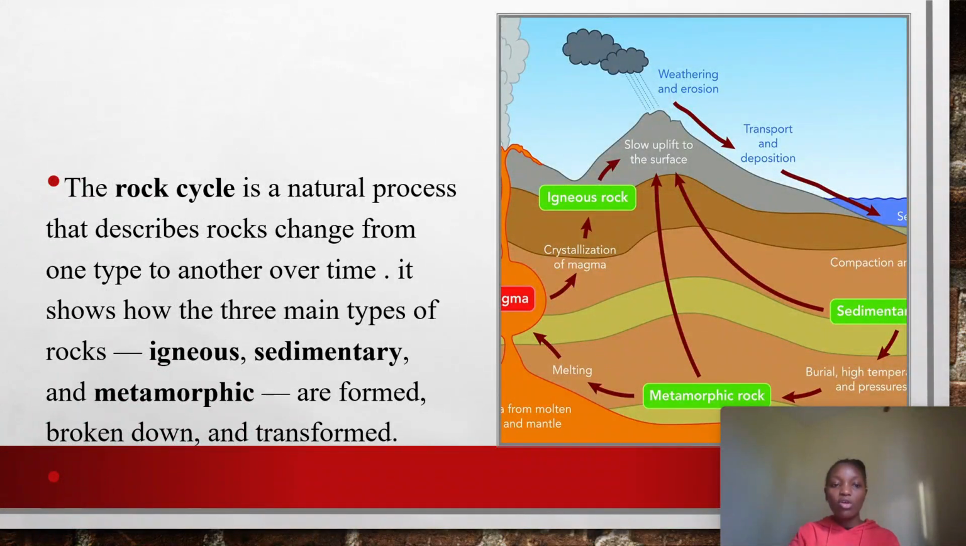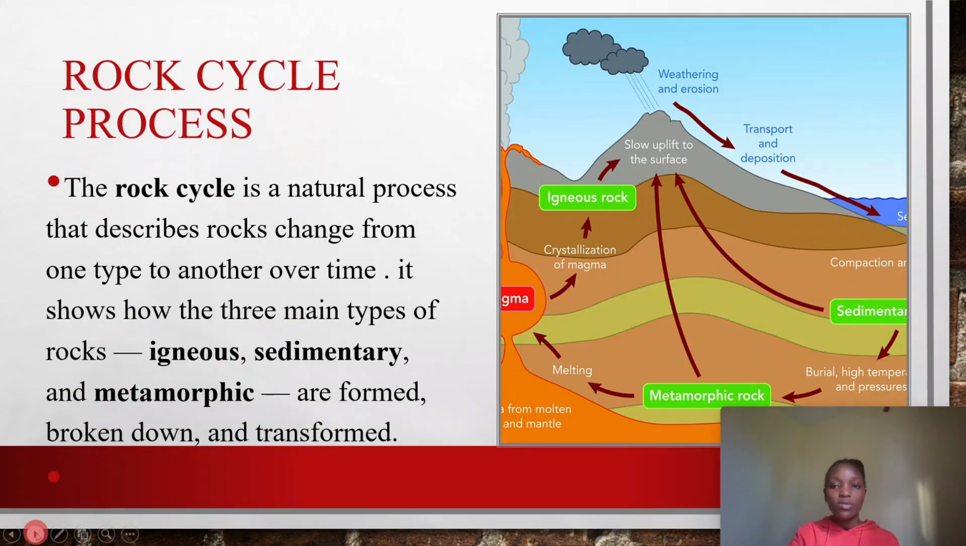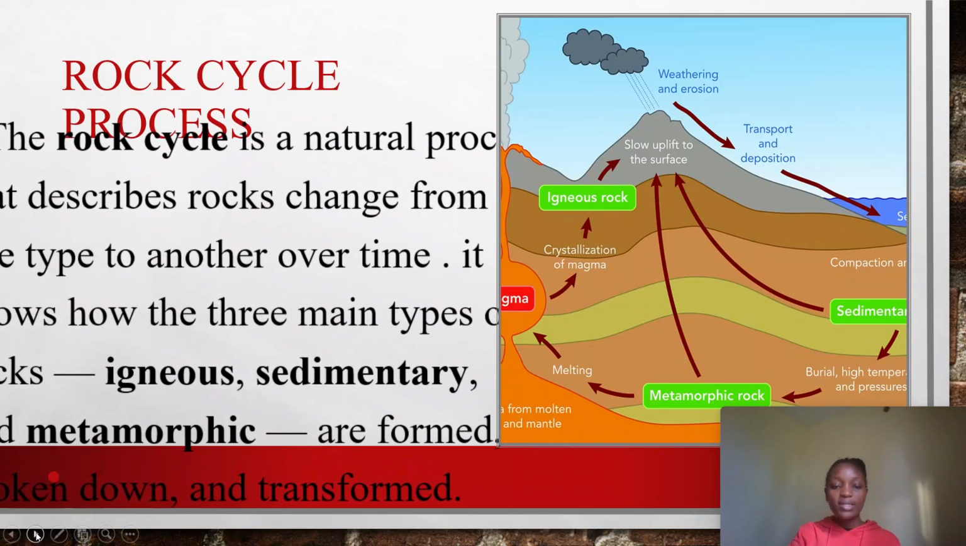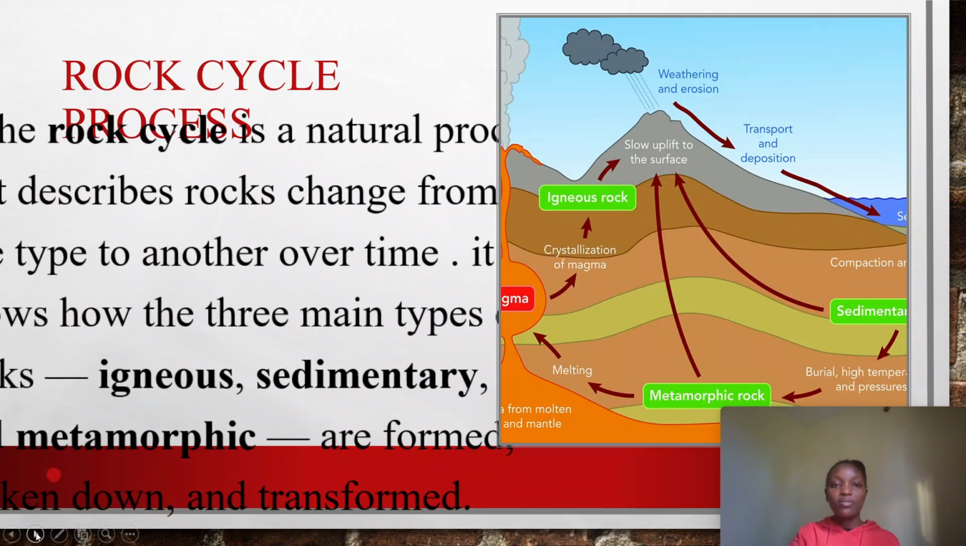The rock cycle process is a natural process that describes how rocks change from one type to another over time. It shows how the three types of rocks are formed, that is the igneous, the sedimentary, and the metamorphic rocks. So first, let us start with the sedimentary rocks.